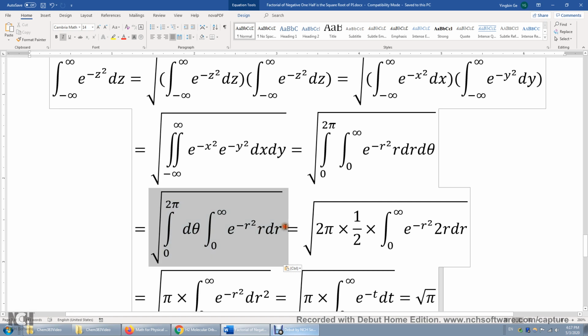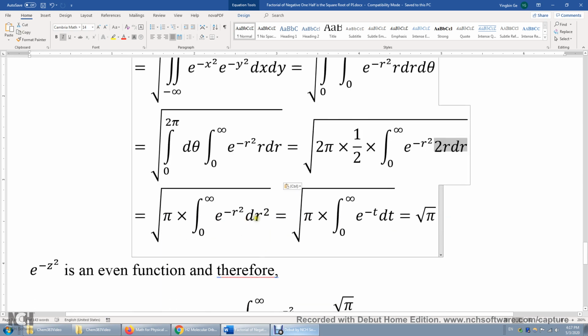So how do we do this? Remember, this r dr is 1/2 times the exact differential of r squared. I'll show you. So I'm going to multiply. Oh, this is 2 pi. 2 pi is here. I'm going to put a 1/2 in front so that this r becomes 2r. And 2r times dr is dr squared because the first derivative of r squared is 2r. So dr squared over dr is 2r. So that's why.